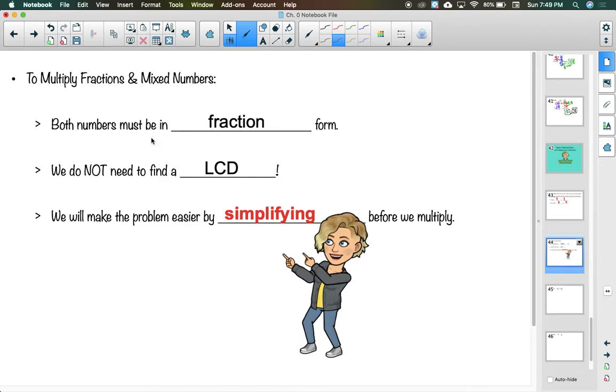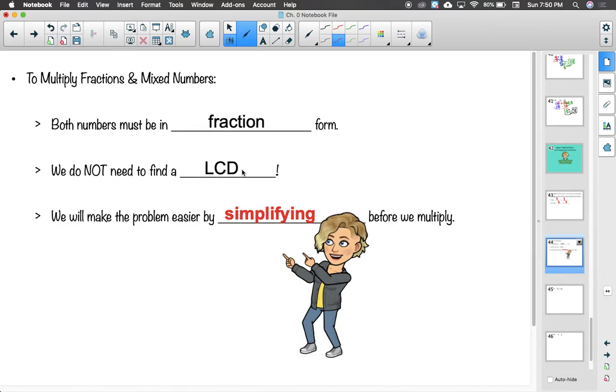Last bit of notes: we're going to multiply fractions, we're going to multiply mixed numbers, and in order to do that, both numbers must be in fraction form. So it will be important for us to change those mixed numbers into improper fractions or change whole numbers into fractions by putting that hidden 1 in the denominator. The good news here is we do not need to find the least common denominator. No LCD for multiplying. In fact, if you find yourself finding an LCD, you're doing too much work.